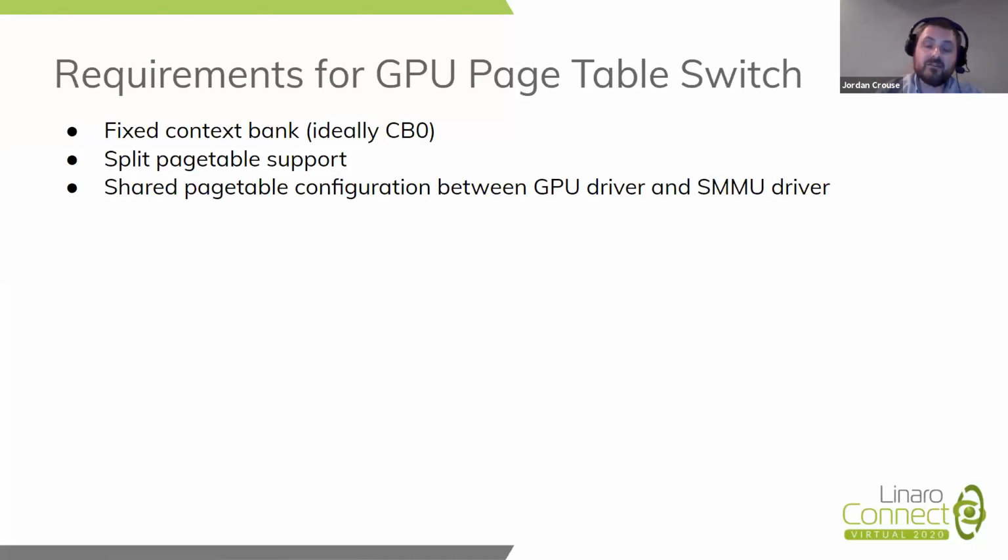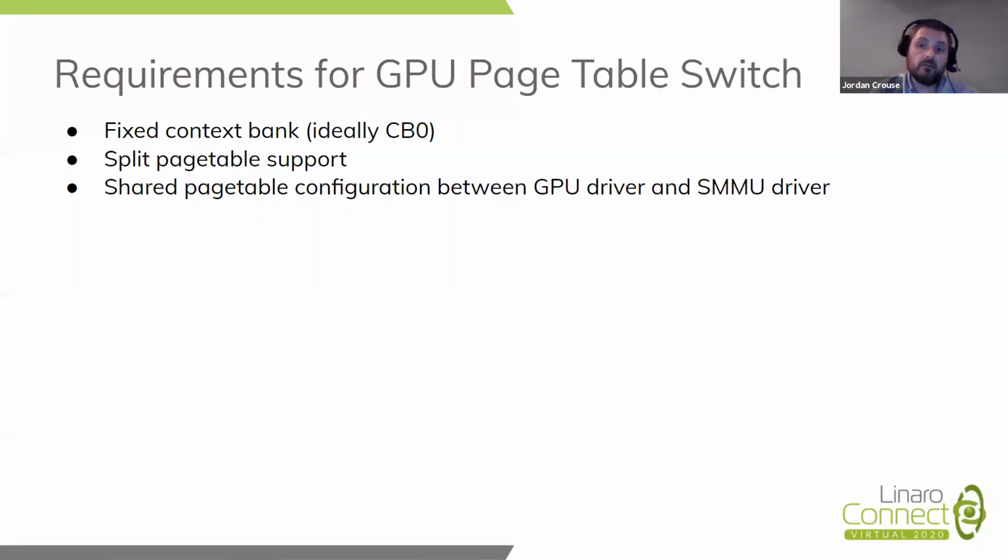Because what's going to happen is the GPU driver is going to own the page tables that it creates. So using IO page table, it's going to create the page tables, the TTBR0. So it's going to be the owner of the page table. It's going to map directly into the page table, and it's going to have all the information it needs to be able to switch the page table. But in order to create a page table, we need to figure out what the current configuration is.